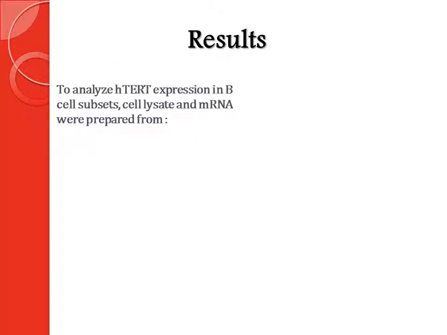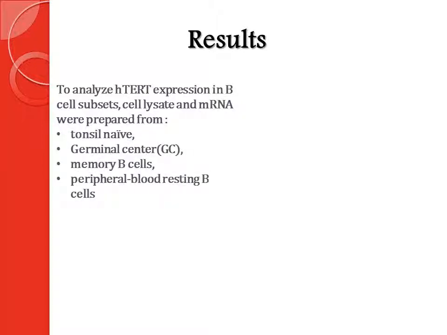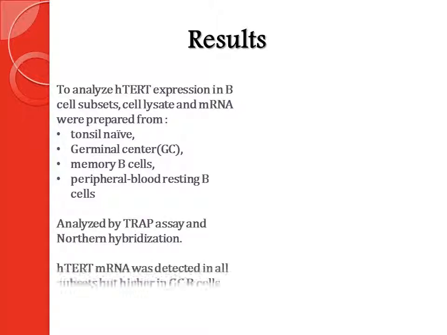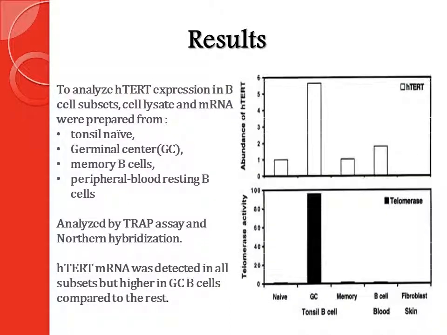To analyze HTERT expression in B-cell subsets, cell lysate and mRNA were prepared from purified tonsil naive cells, germinal center, memory B cells, and peripheral blood-resting B cells, and were analyzed by TRAP-assay and Northern hybridization. Telomerase activity was detected at high levels in germline B cells and was potentially undetectable in naive cells, memory tonsil B cells, and peripheral blood-resting B cells.